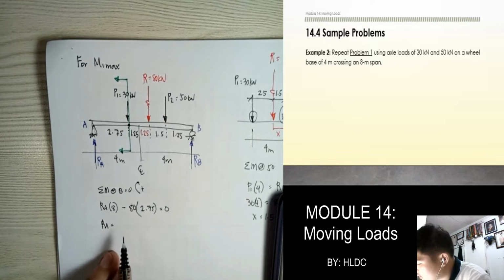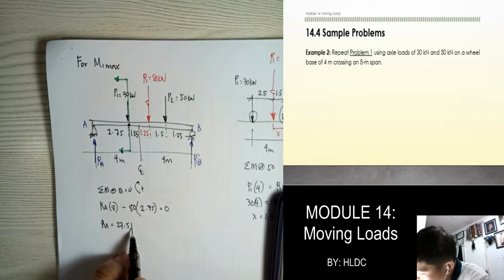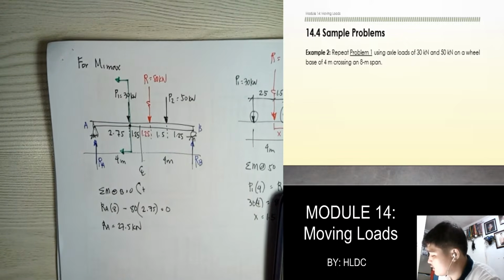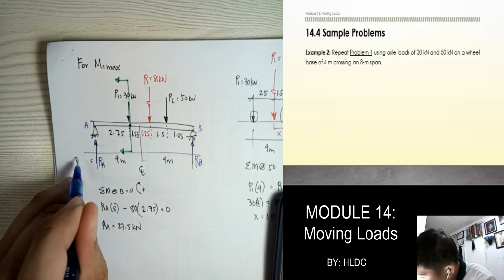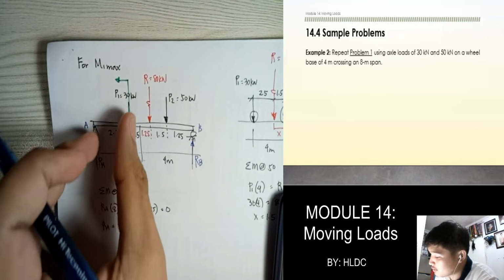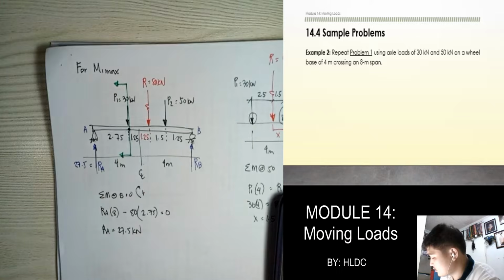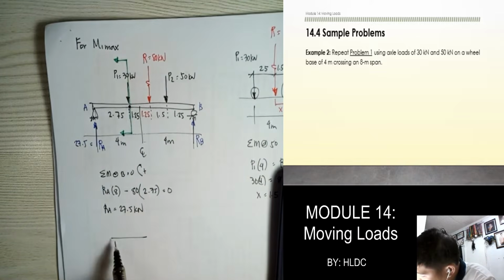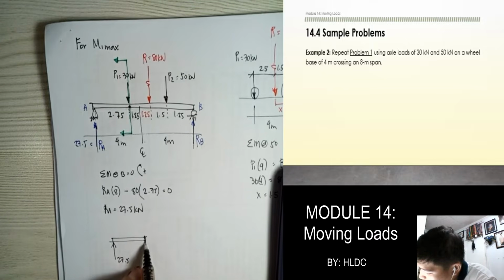So that is 27.5 kilonewtons. So it is 27.5. And then now, considering yung left section. So for the left section, ganito siya. So andito dito yung 27.5. And then dahil kinat natin ito, so lalabas yung positive bending moment.